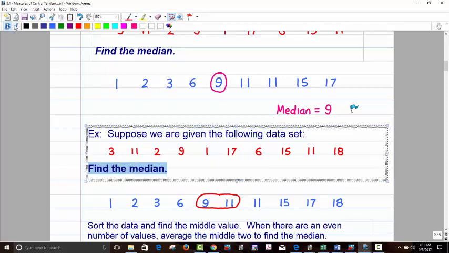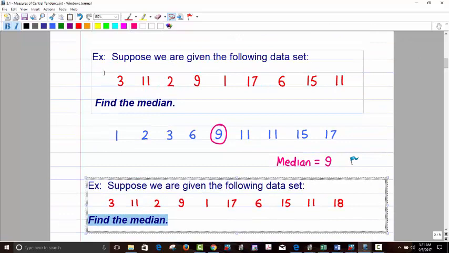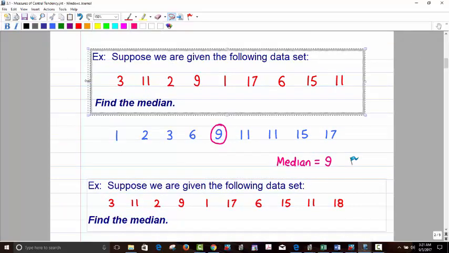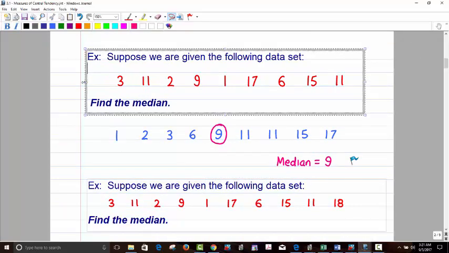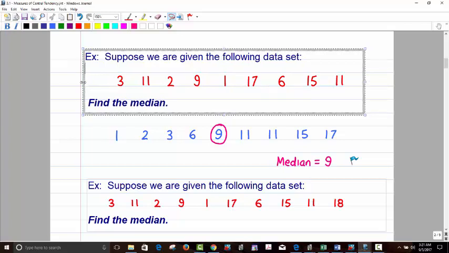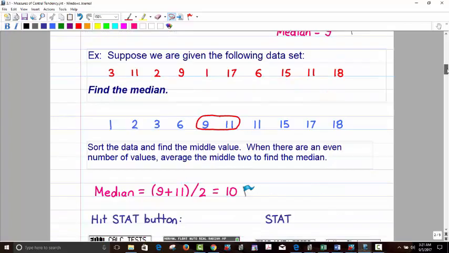And you might be thinking, hey there, what if we don't have one exact value that fits in the middle? Well, very good, because that's what's going to happen right here. When you have an even number of values, you still sort them and put them in order.